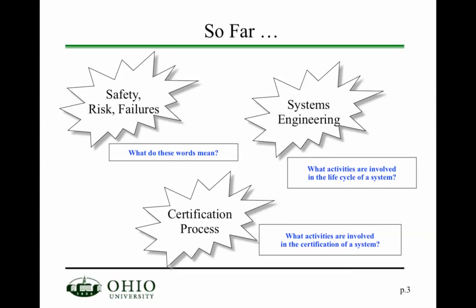So far we have given definitions for failures and risk, and we've talked about what safety means. We have also talked about the certification process, what activities are involved in the certification of a system. And a system in this case could be an aircraft, but it also could be a function, an avionics box on board of this aircraft.